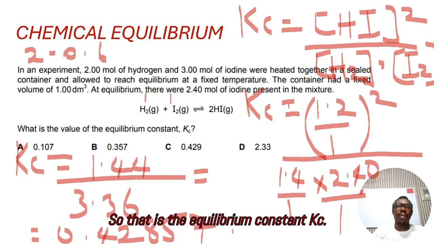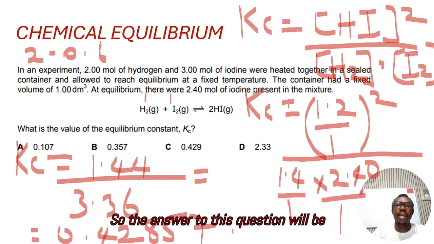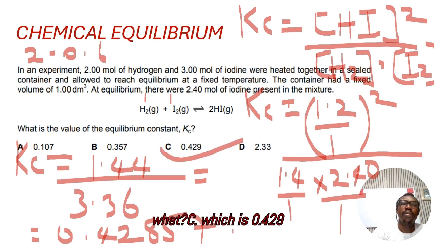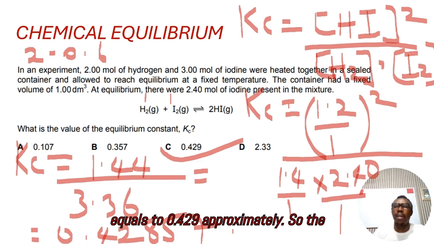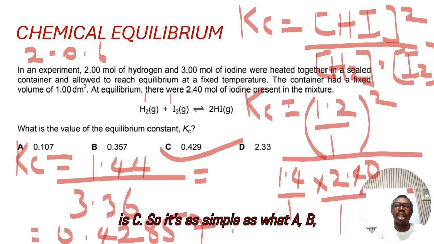0.42857. So that is the equilibrium constant Kc. So the answer to this question will be what? C, which is 0.429 approximately. 0.42857 is equal to 0.429 approximately. So the correct answer to this question is C. So it's as simple as A, B, C.